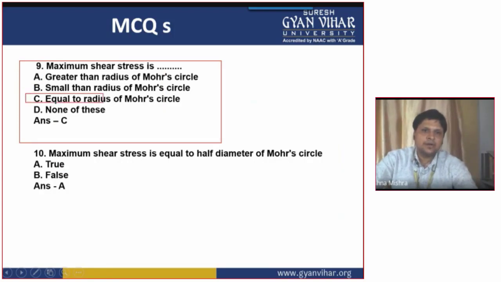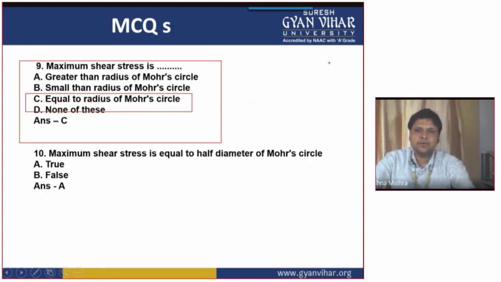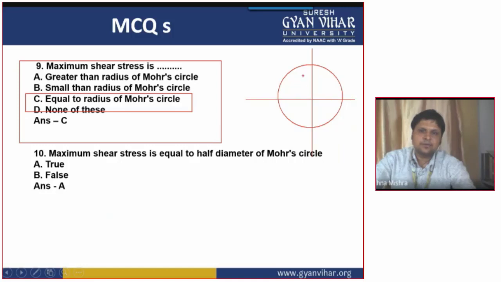Coming to the next multiple choice question, what is the maximum shear stress? It is equal to the radius of the Mohr circle. I have told you, students, if this is the Mohr circle, then the radius of the Mohr circle, from here to here, will give you the value of maximum shear stress. So option C is the correct option.